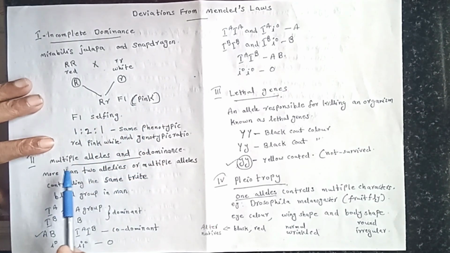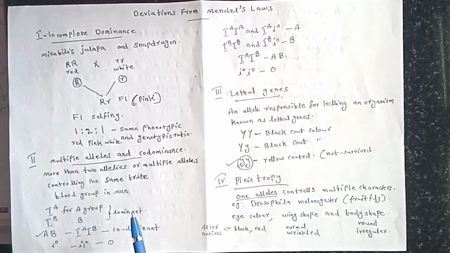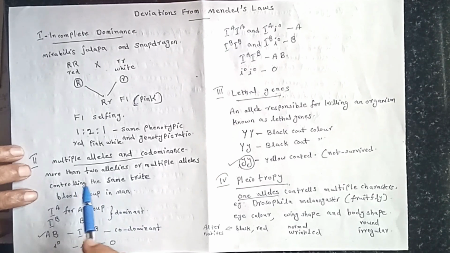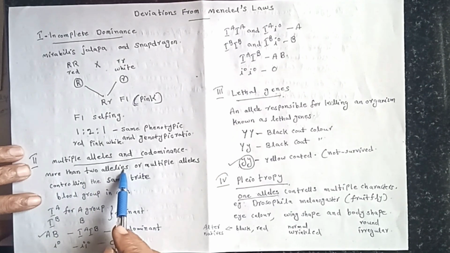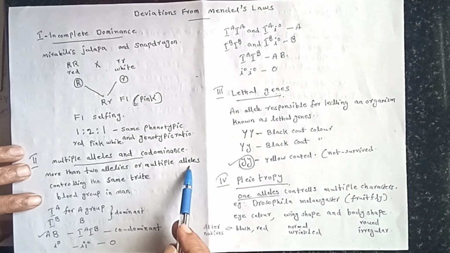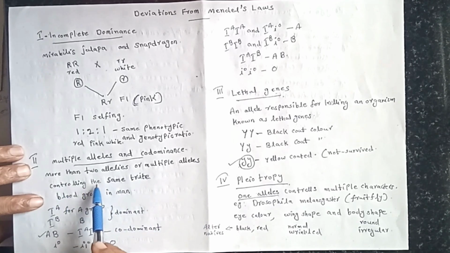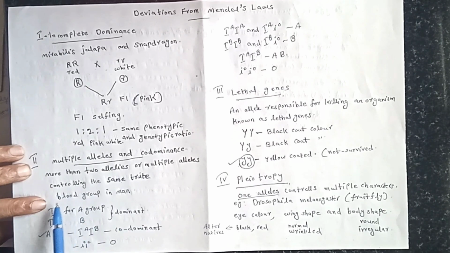Next example, multiple alleles and codominance. More than two alleles or pair of genes or multiple genes controlling the same trait is known as multiple alleles. Example, human blood group.